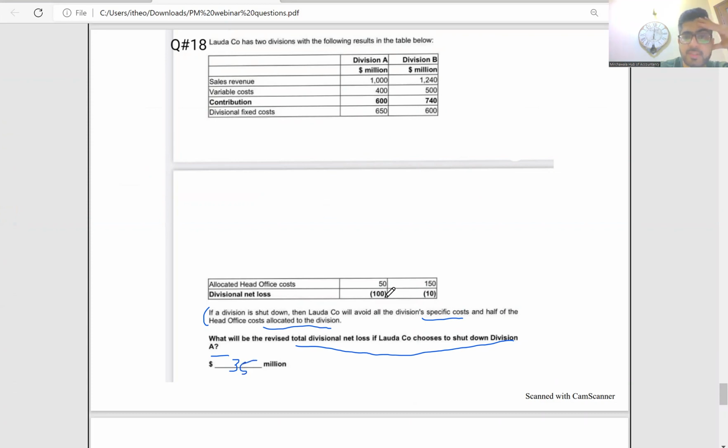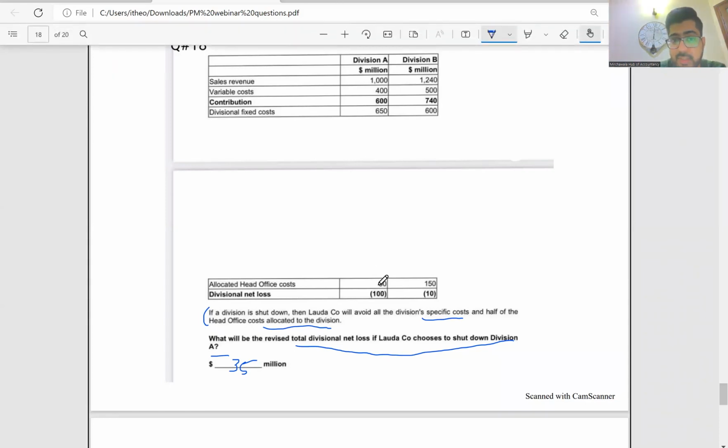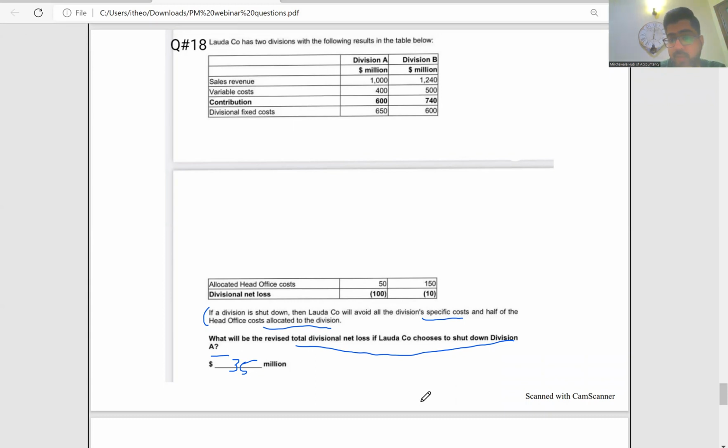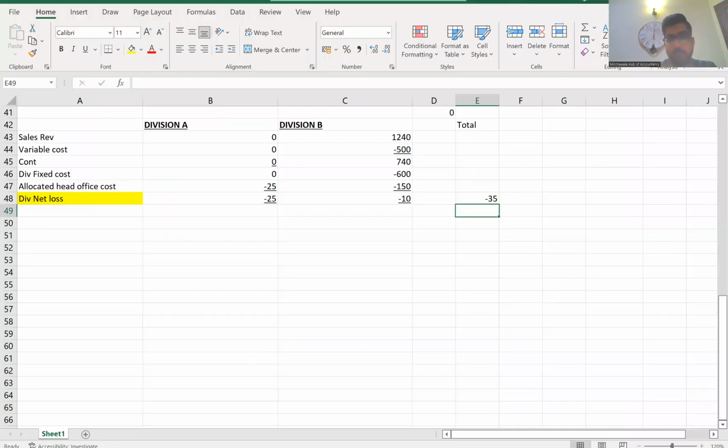Okay, it was 110, 110. If a division is shut down, it will avoid all costs. So A is shut down, 1000 becomes zero, variable cost zero because cost will be avoided, contribution, divisional fixed cost will be avoided, but head office cost is only half. Half will be avoided, 25 will still come. So loss will be 25 and 10, 35. Okay, please note if you want.